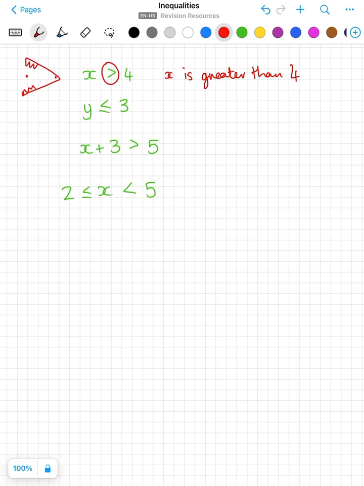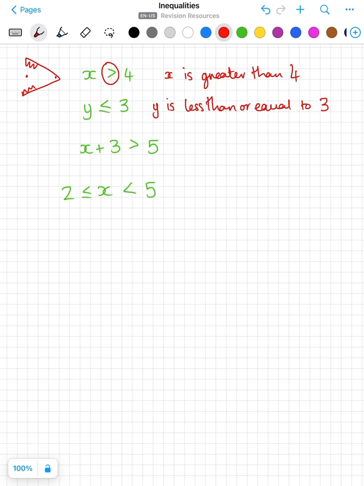Now notice that this inequality symbol is slightly different. We have a line underneath. Y is less than or equal to 3. So this line underneath your inequality symbol means or equal to.